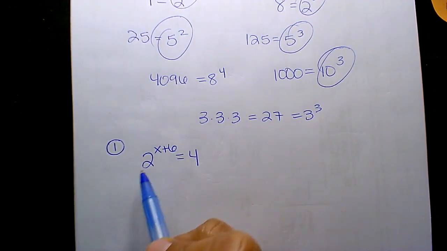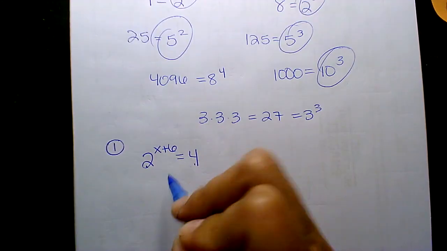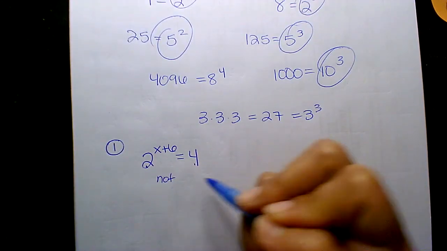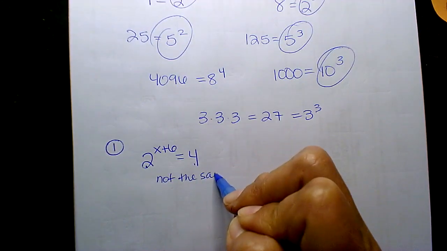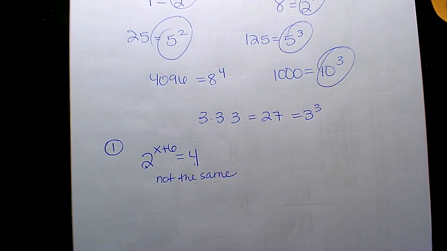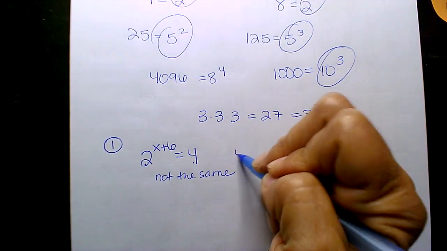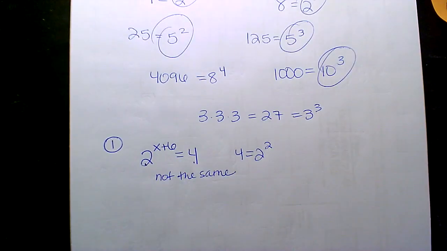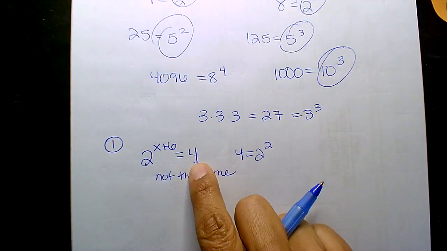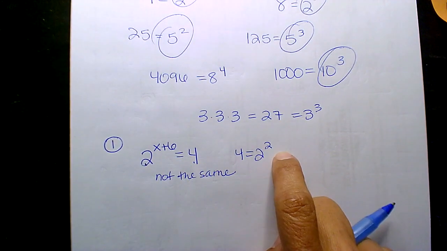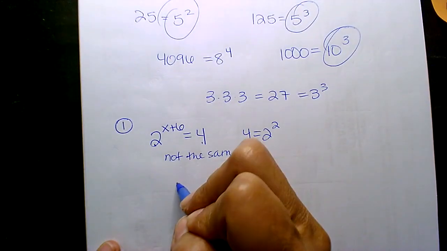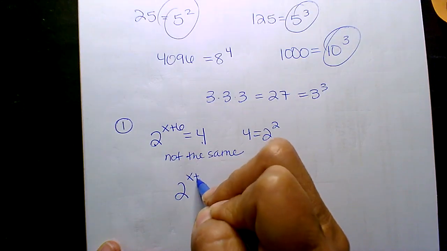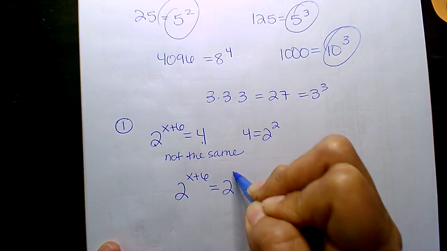Okay, so look. My base is 2, my base is 4. They are not the same, right? They're not the same. I need them to be the same. I can make the 4 become 2 squared, right? Isn't 4 2 squared? So I'm going to re-express that 4 as 2 squared. So I end up with 2 to the x plus 6 is equal to 2 squared.